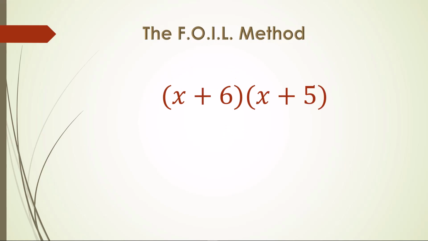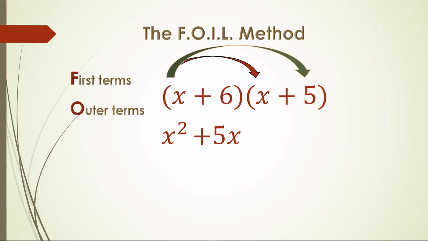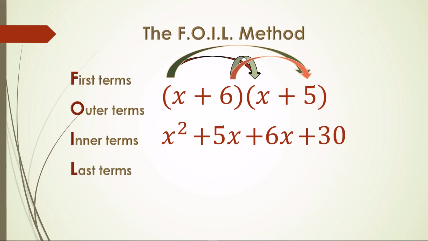We now expand this idea to multiply two binomials together, an extension of the distributive property, multiplying the first terms of each binomial, x times x, to get x squared, the outer terms, x and 5, resulting in 5x, the inner terms, 6 and x, to get 6x, and the last terms, 6 and 5, to get 30. The two x terms, 5x and 6x, combine to equal 11x, and the final result is x squared plus 11x plus 30.